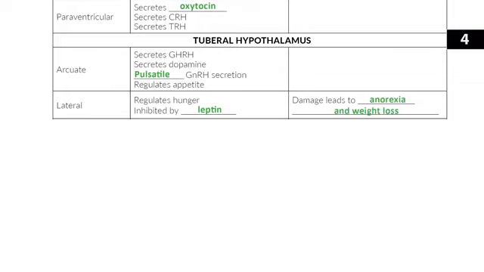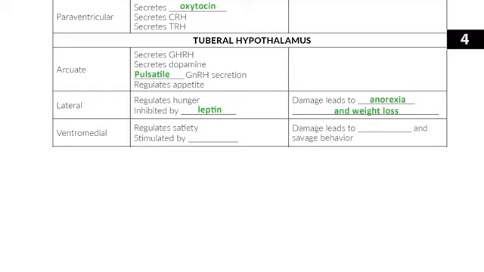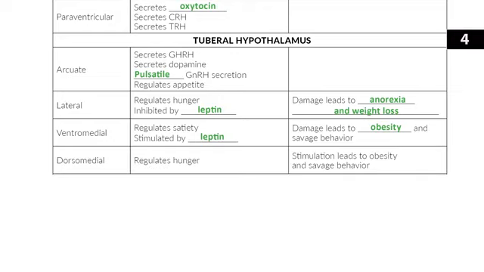Then the ventromedial nucleus is the opposite. This one regulates satiety, so it can be stimulated by leptin. And damage to the ventromedial nucleus will result in increased appetite and obesity, and also savage behavior for some reason. And finally, the dorsomedial nucleus also regulates hunger, and stimulation of this one causes obesity and savage behavior.